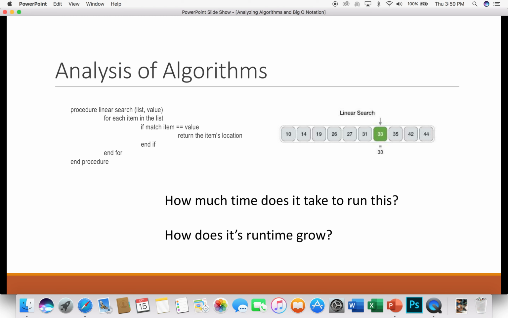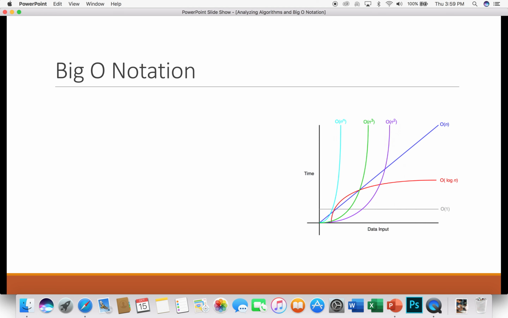Having those questions, okay, para masagot yan, meron tayong tinatawag na Big O notation. In which, ito siya, itong graph na to. We have the time and then we have the data input. And then we have the particular graph. Mamaya isa-isahin natin yan. Una-una, pag sinabi natin Big O notation, O stands for the order of.